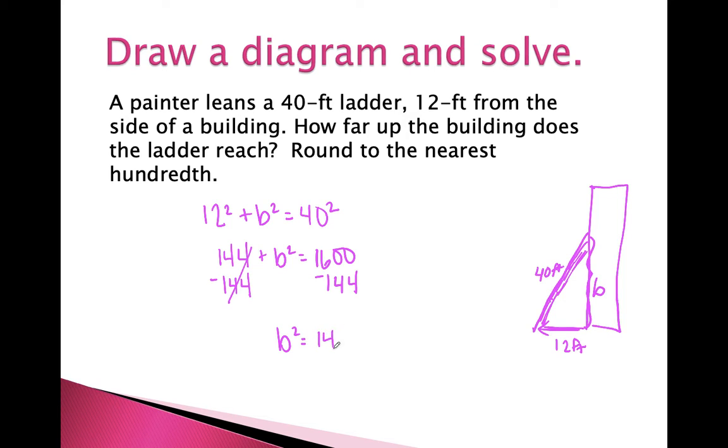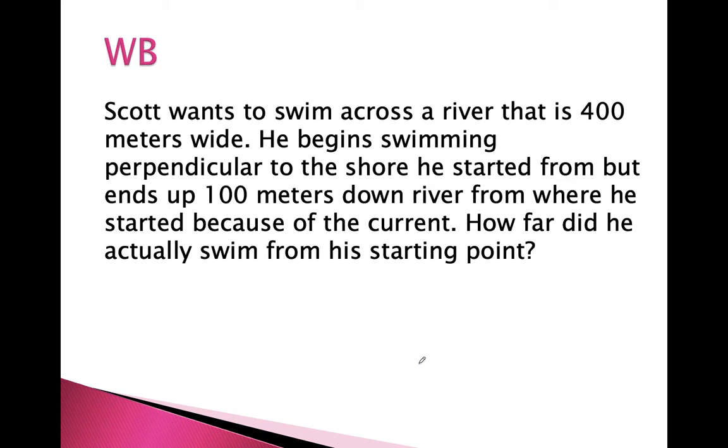1,456. And then to find B, we take the square root of 1,456, which is about 38.16 feet up the wall of the building. Give this example a try on your own.